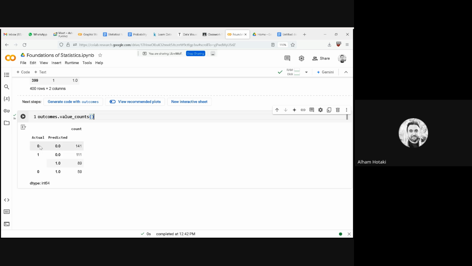So for actual, which is 0, 141 is also predicted 0. But actual is 1. For that, the prediction model only 89 has been predicted correctly, and 111 is predicted not correctly. And here, the actual is 0. The model predicted 59 as 1.